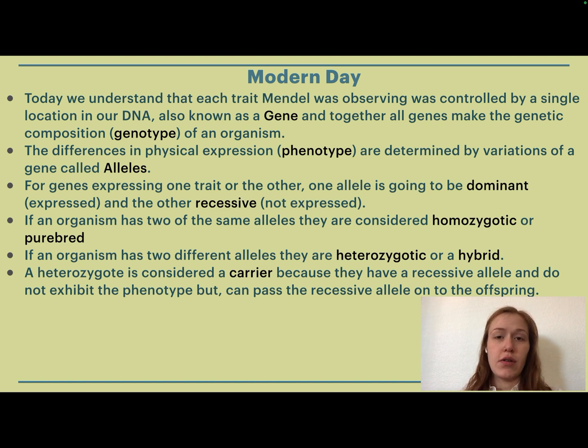Now, if an organism has 2 of the same alleles, they're considered homozygotic or a purebred, such as the ones Mendel started with. But if an organism has 2 different alleles, they're considered heterozygotic or a hybrid. And a heterozygote is also considered a carrier because they have that recessive allele even though they don't exhibit that phenotype, and can carry it on to their offspring, where depending on the other parental genetic composition, that offspring may then exhibit that recessive trait.